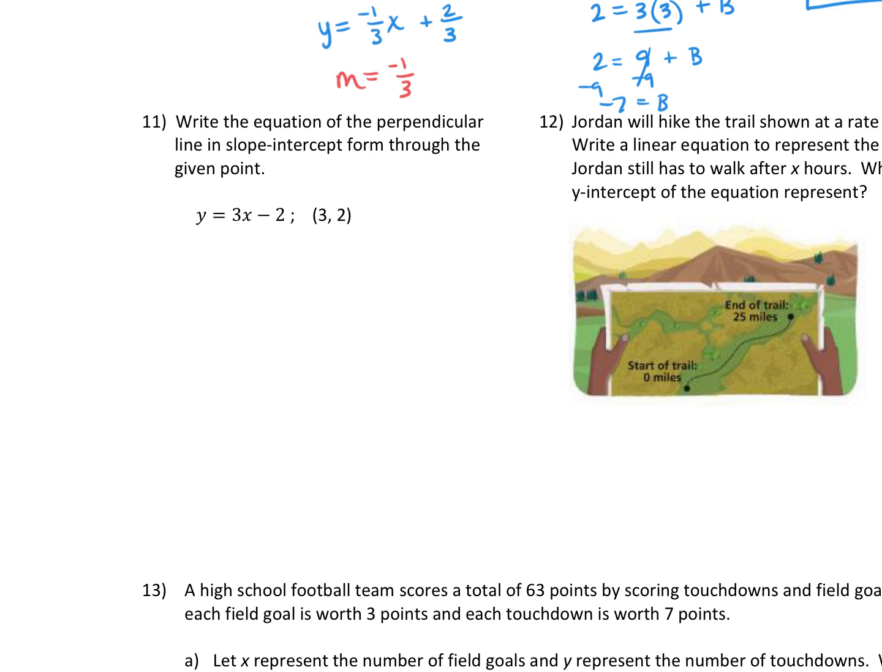All right, number 11, write an equation of the perpendicular, so that's important, line in slope-intercept form, y equals mx plus b.